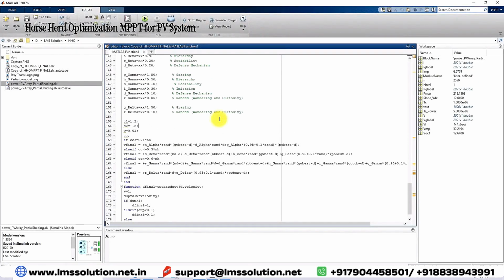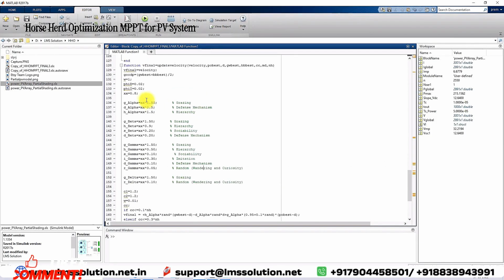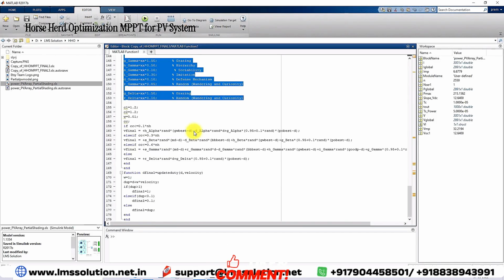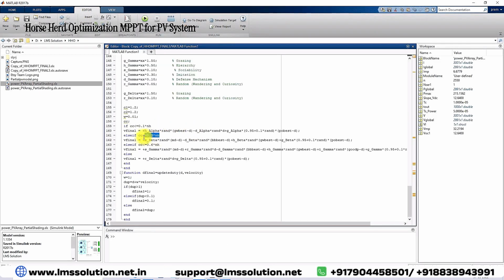This is the code used for the maximum power point tracking algorithm based upon cascade optimization. The same details are provided here. The data is taken from the same paper, and here you are calculating the age of the horses. For example, if the age, that means CC, is less than 0.1 times the number of horses, then it comes under the alpha horse. If CC is less than or equal to 0.3, then it comes under the beta horse, and if CC is less than or equal to 0.6 times NS, then it comes under the gamma horses. If CC does not belong to these conditions, that horse is considered a delta.